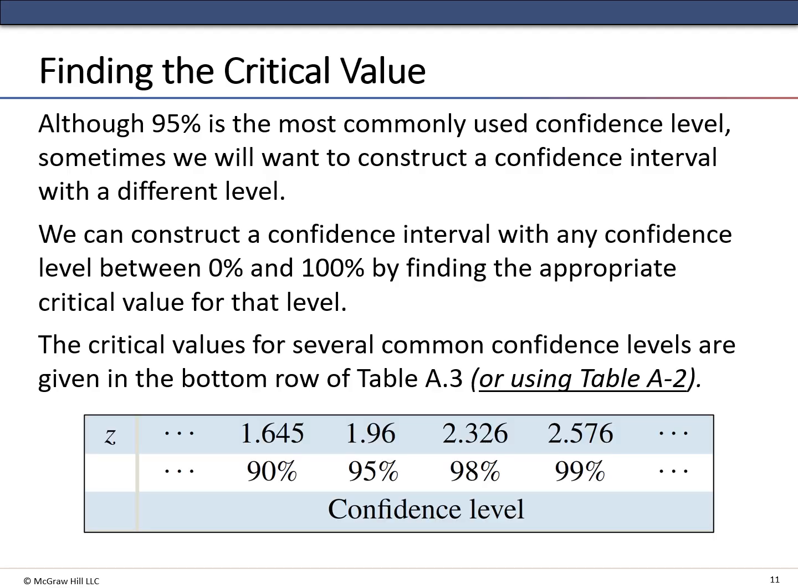Okay, so here are just some. Because these are so widely used, they just pulled them right out of the table. So a 90% confidence level has a critical value of 1.645, then 95, 98, and 99. You see them.